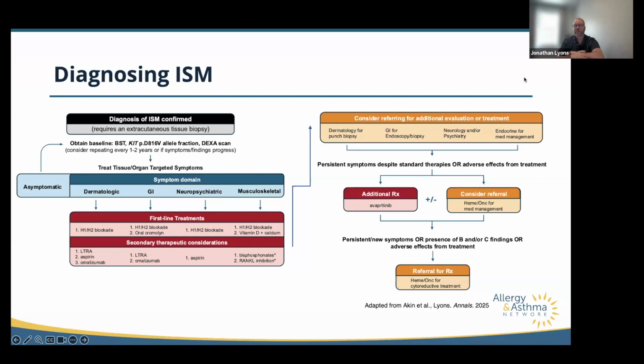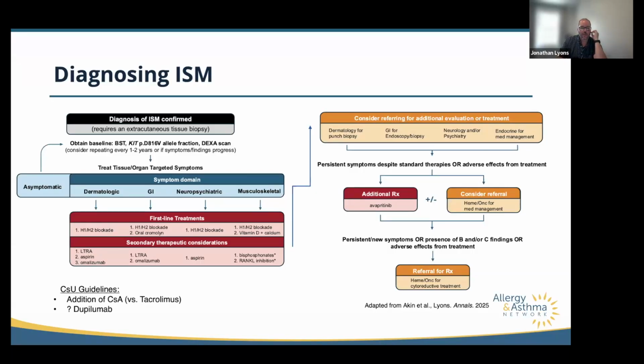So when we talk about managing these patients, we need to engage our teammates, and this is really a multidisciplinary approach that needs to be taken for these patients when they present with complex features. And then finally, as we move beyond all of our dermatologic, gastrointestinal, neuro and psych and endocrine consultations, when do we think about sending for hem-onc evaluation? I'll get into some of those symptoms, but that's the same decision point where we would consider any tyrosine kinase inhibition, and certainly avapritinib is the only one approved for systemic mastocytosis.